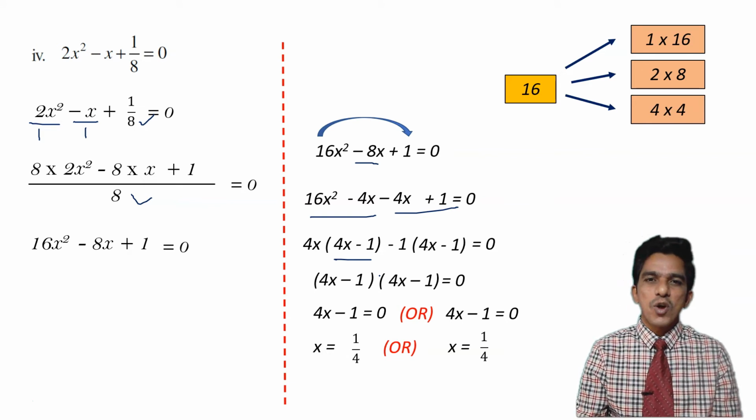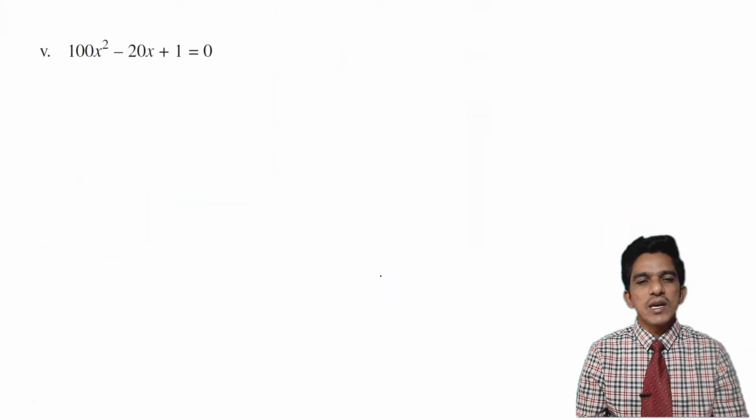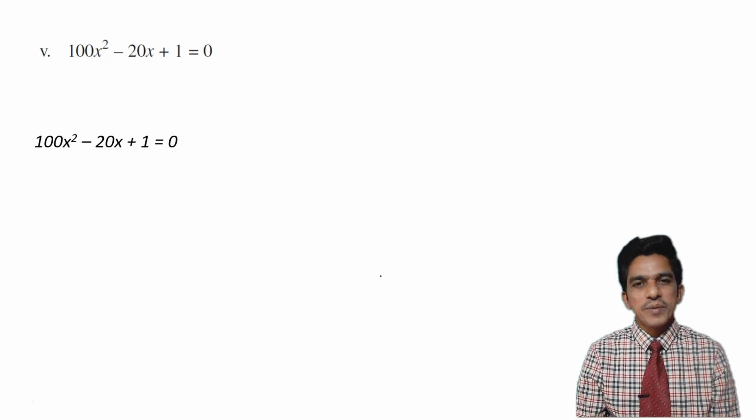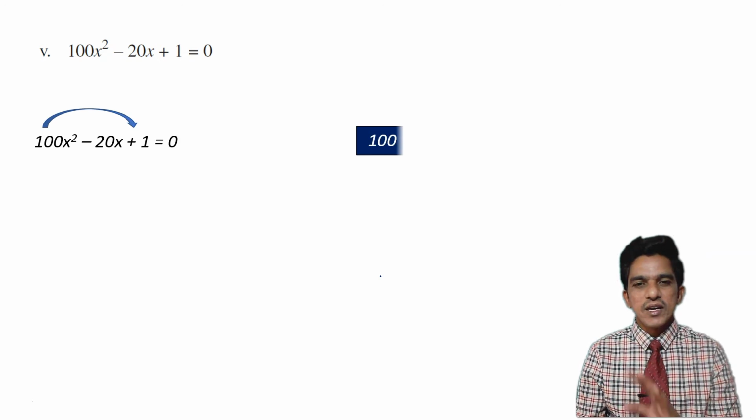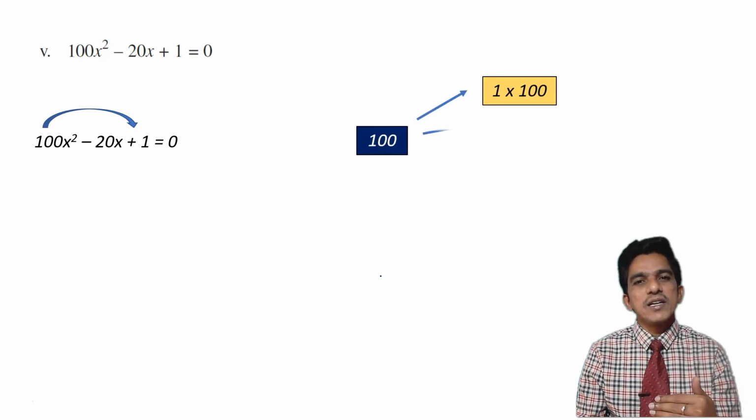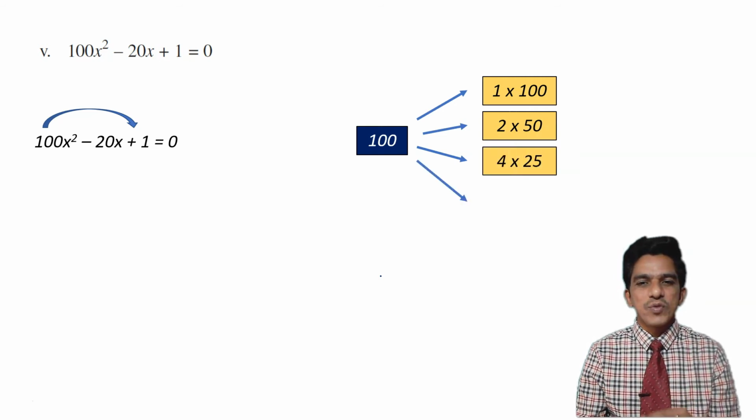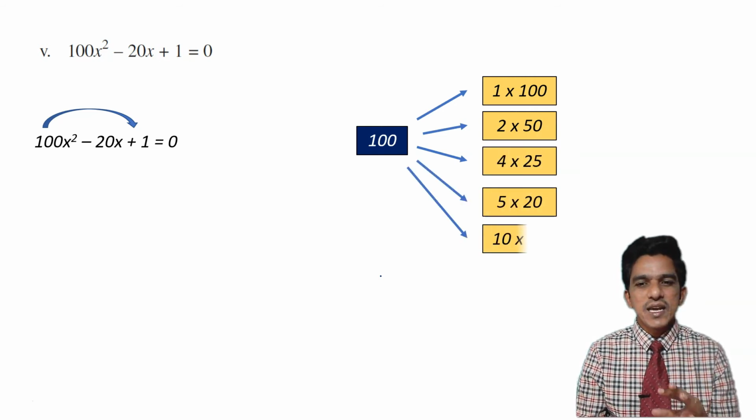రైట్? Let us move to problem number 5. 100x square minus 20x plus 1 is equal to 0. So this is the equation that we are given. This is in the standard form only. So 100 into 1 is 100. Now let us factorize 100. 1 100s are 100, 2 50s are 100, 4 25s are 100, 5 20s are 100 and 10 10s are 100.